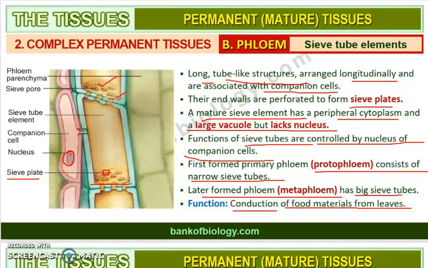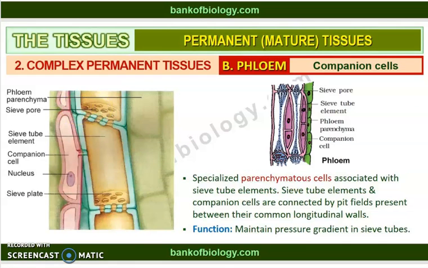Okay, now let us see about the next phloem element, which is called the companion cell. So these companion cells are specialized parenchymatous cells. You can see the companion cells here, right? These pink colored structures are the companion cells. So what are these? These are specialized parenchymatous cells which are associated with the sieve tube elements. And how are they present? They are present attached or associated with the sieve tube elements.